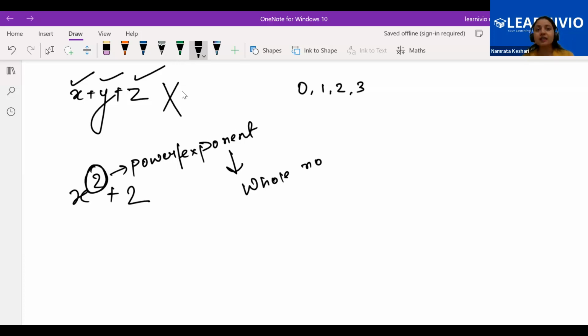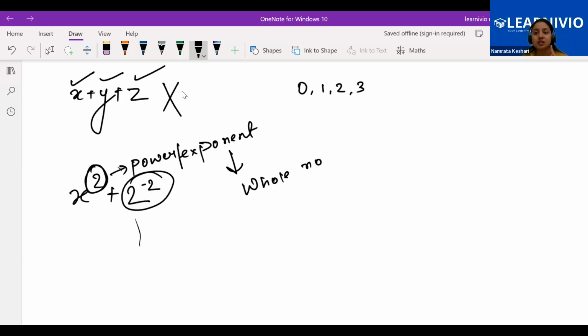I am saying the variable's exponent has to be a whole number. The number can be any number. Let's say this 2 is there. If the power of 2 is minus 2, that is fine. Is minus 2 a whole number, Sara? No. So if any number or constant term has a power which is not a whole number, that is completely okay.